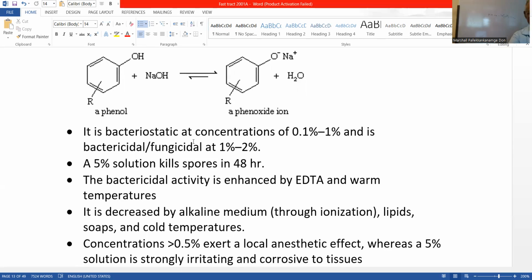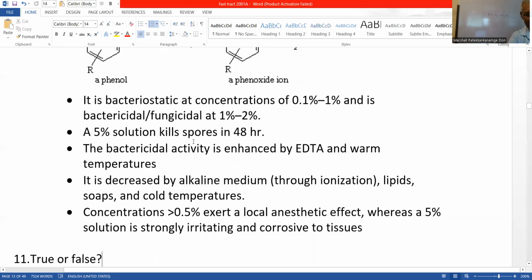The other part is additional information. Bacterial activity is enhanced by EDTA and room temperature. It is decreased by alkaline medium, because this is a positive charge compound. So when it gets neutralized in alkaline solution, it cannot act.